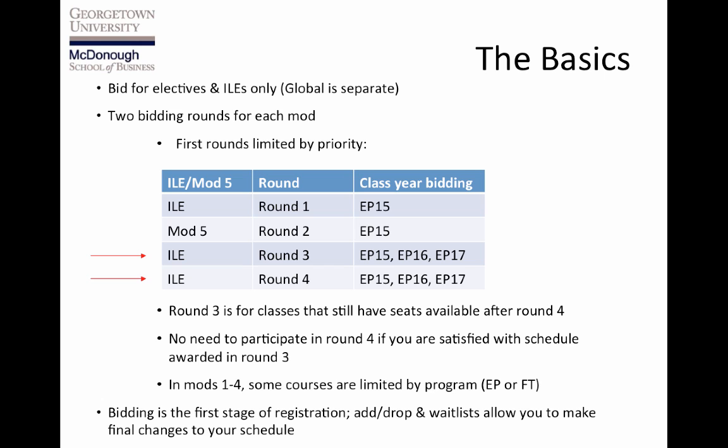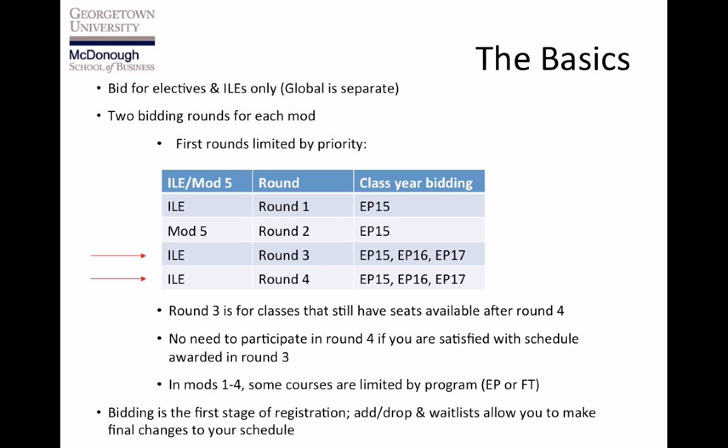So, the basics of the bidding system. The bidding system is used for electives and ILEs only. The program office will take care of your core registration. You'll use a different process for your global business experience selection later in the program. There are usually two bidding rounds for each mod, so mark your calendar for all of those that apply to you, as seen on the OrgSync page bidding schedule, and also on your cohort calendars.